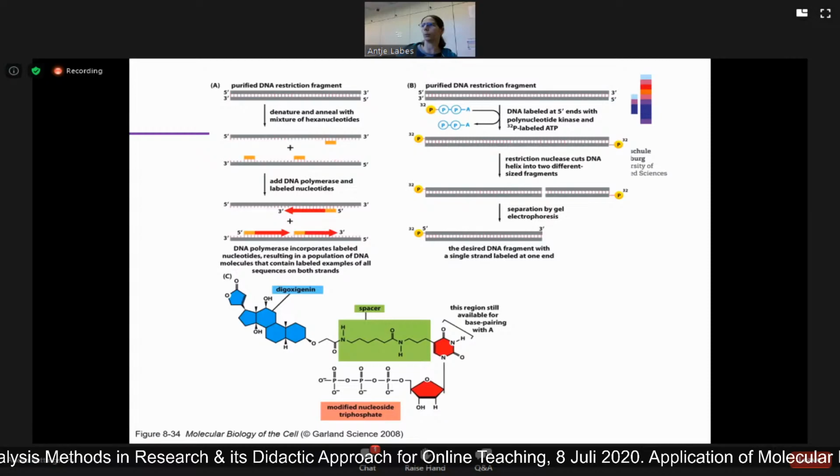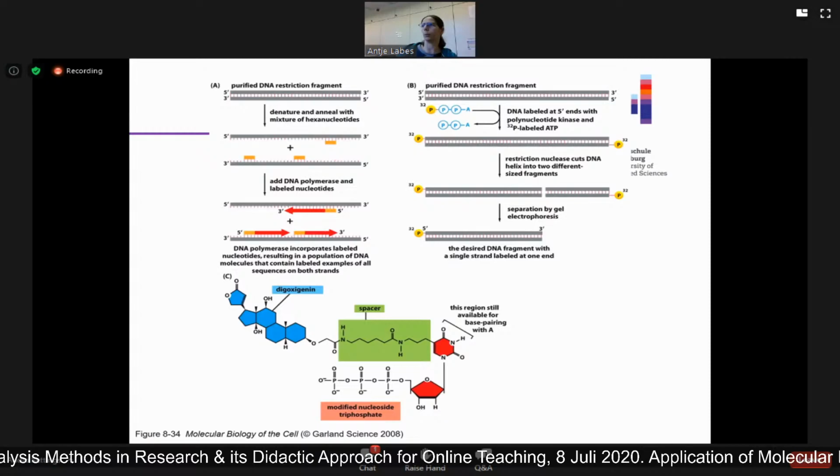The other option is to do an end labeling. This is the example with the radioactive phosphate here, but of course you can use the addition of a phosphate bound to a fluorescent marker as well. You use the polynucleotide kinase, again an enzyme system available, and of course a biotech product, in order to do the end labeling.